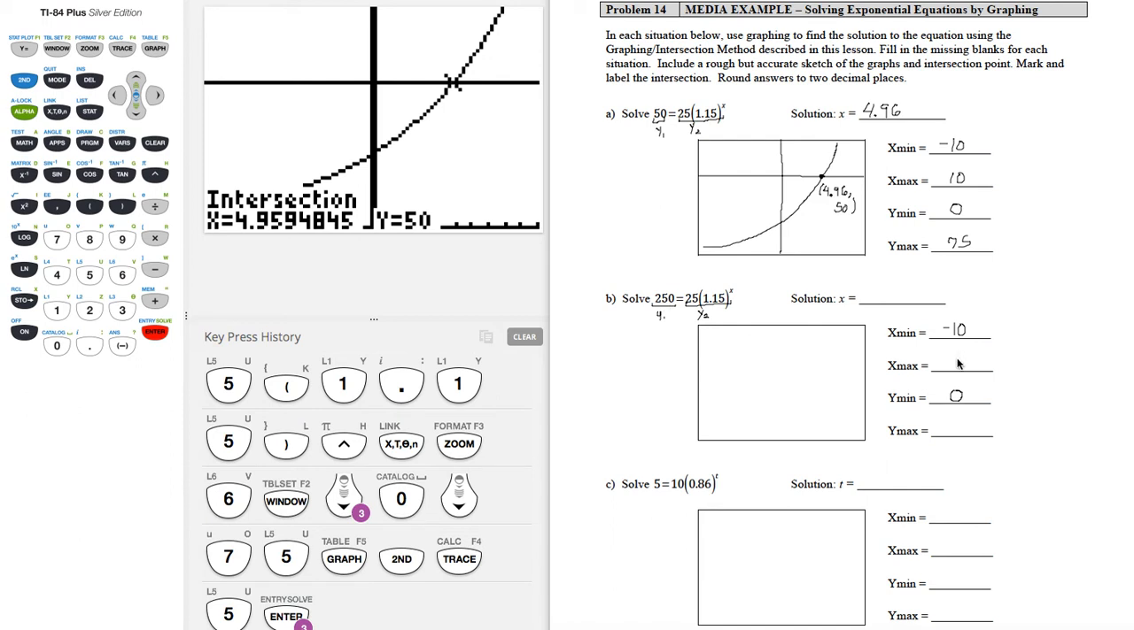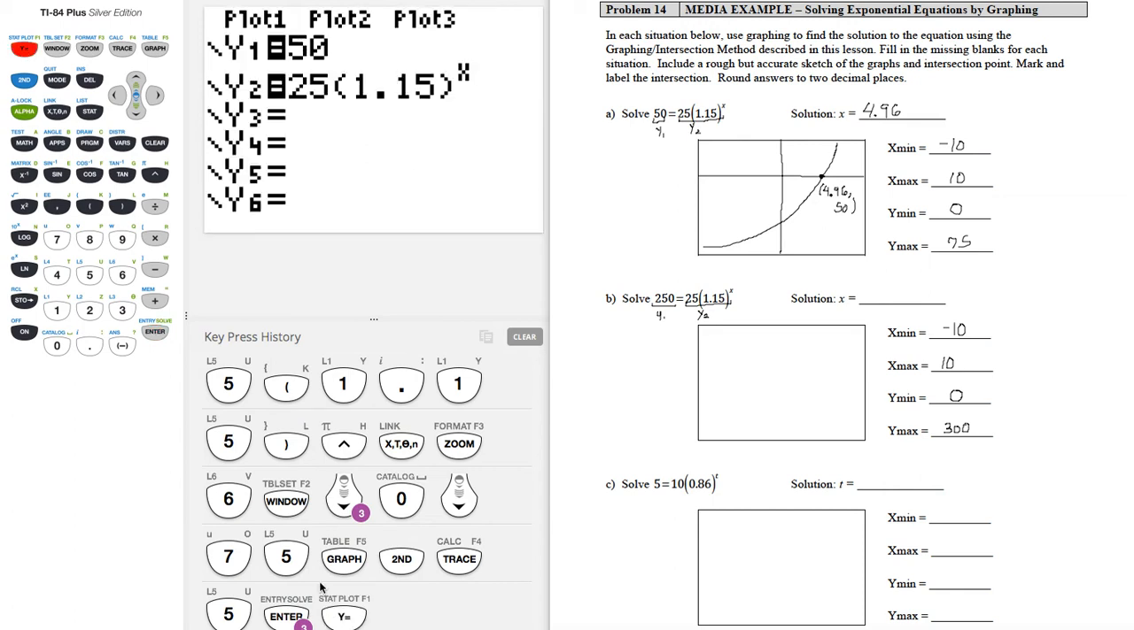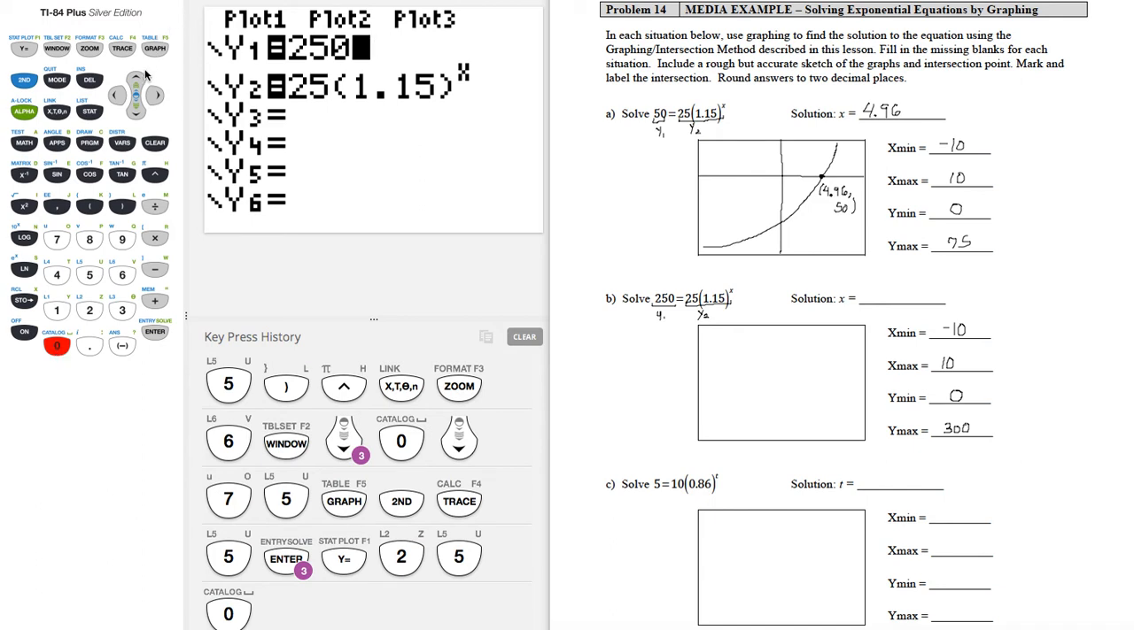But let's see what happens with our graph. For y max is going to need to be at least 250, so I'm going to make it 300. And I'm going to go ahead, just for illustration purposes, and stick with an x max of 10, and let's see what happens. So don't be afraid to just try things. The worst thing you can do is just sort of randomly change all of your window values, or use one of the zoom windows that gets really big and you don't really know what's happening on the calculator.